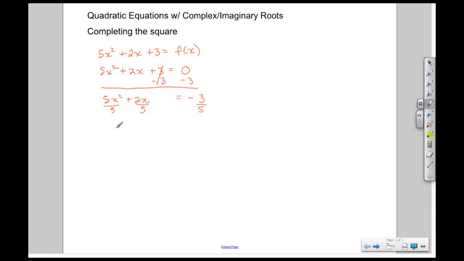Alright, in doing so, this first term here, these 5's cancel, leaving me with x squared plus 2/5 x is equal to -3/5. Now I need to figure out what number to add to both the left hand side and the right hand side to make this left hand side a perfect square trinomial. We begin by taking the coefficient in front of the x term, which is 2/5, and I'm going to divide that 2/5 by 2. And really that's the same as 2 over 1, and I'm going to square that result.